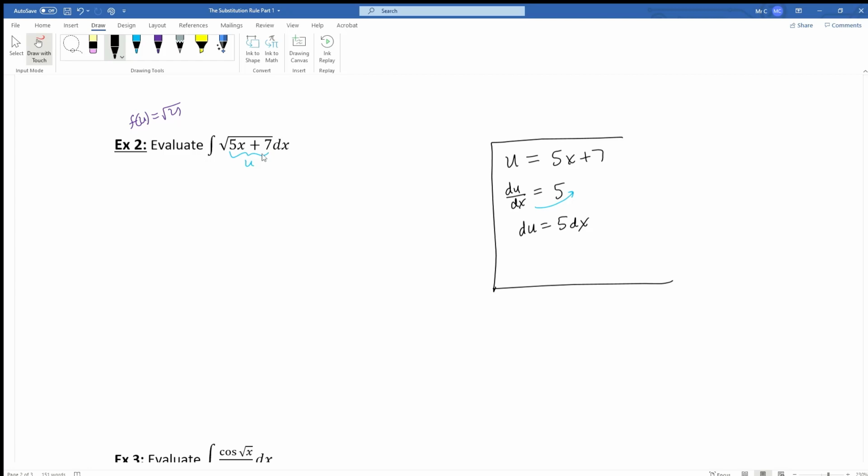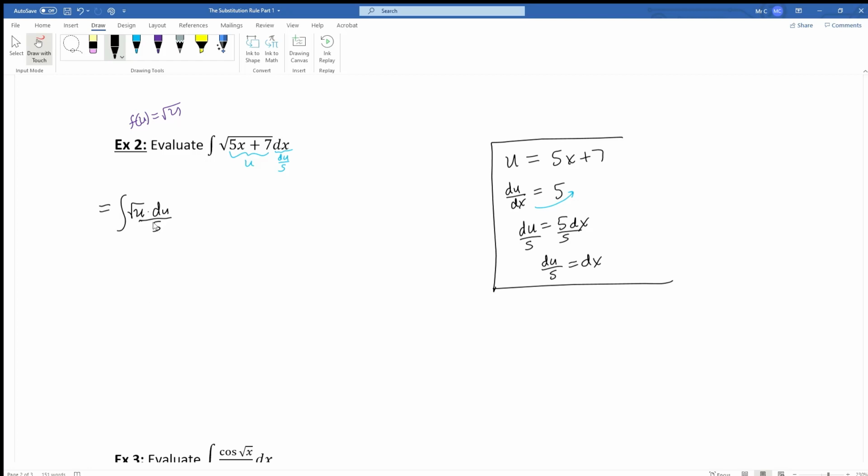Really what I need to do is get all of my function in terms of one variable and constant values. So at this point, if I've already replaced u, all I really need to replace is the dx. So that's okay. I can just solve for dx explicitly by now dividing out the 5. So I get du over 5 equals dx.